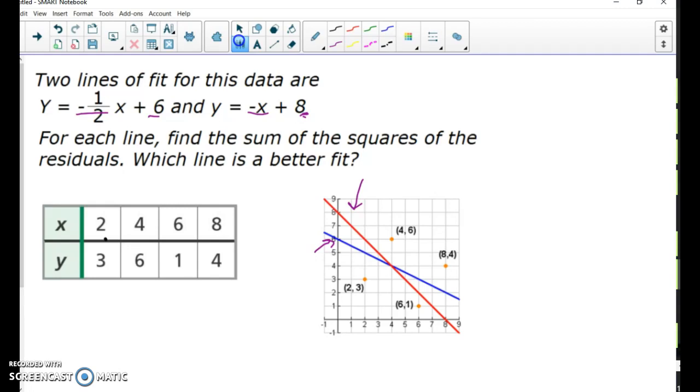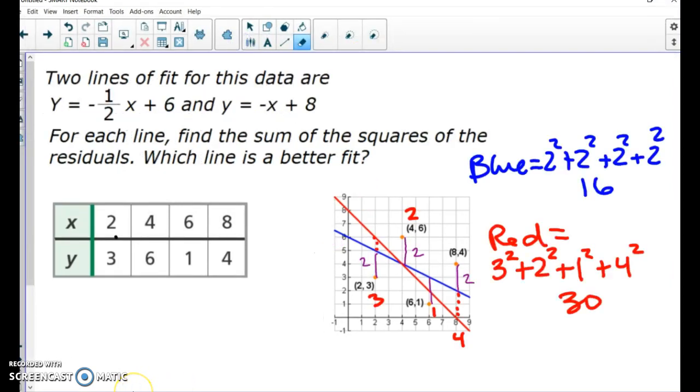So what we're going to do here, and check it out, problem number 1: for each line, find the sum of the squares of the residuals and figure out which line is a better fit based on example 1 that we just went through. Please do that and come right back here for the solution.